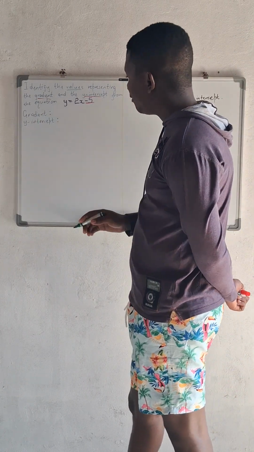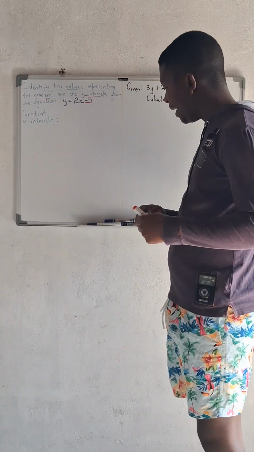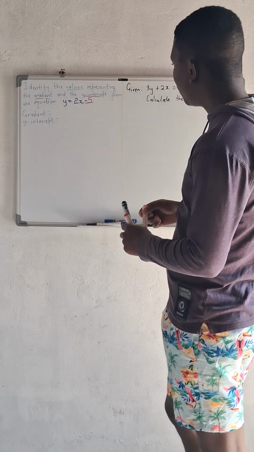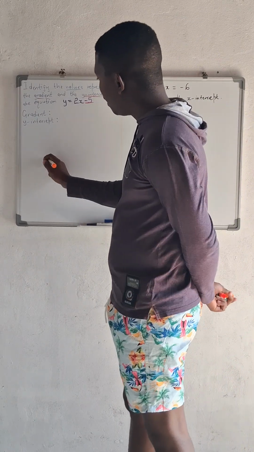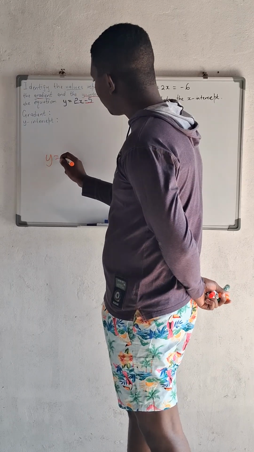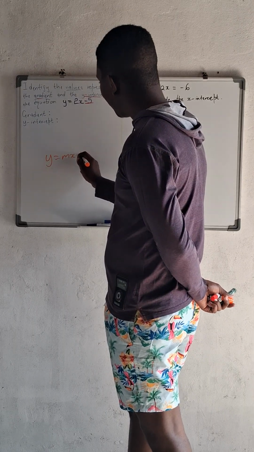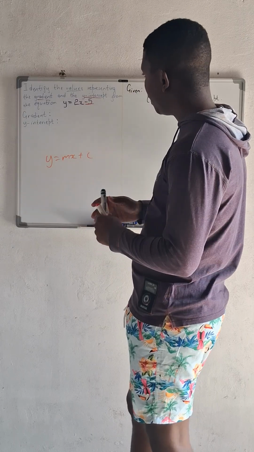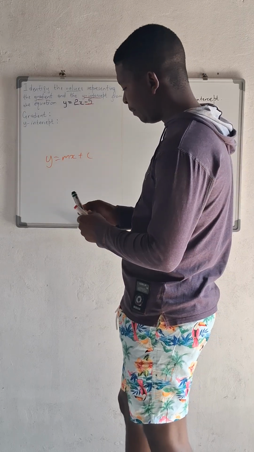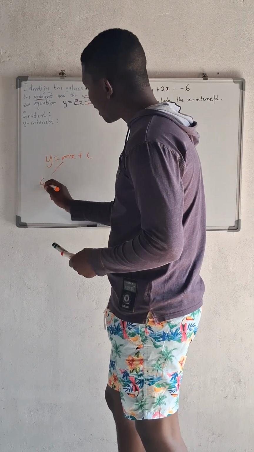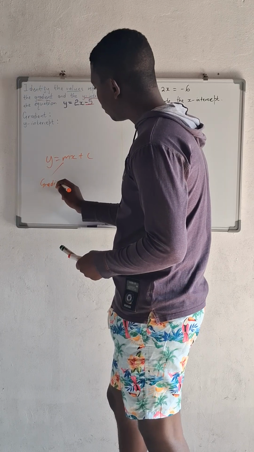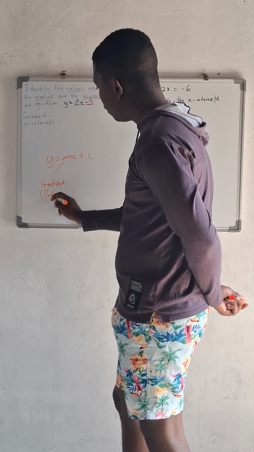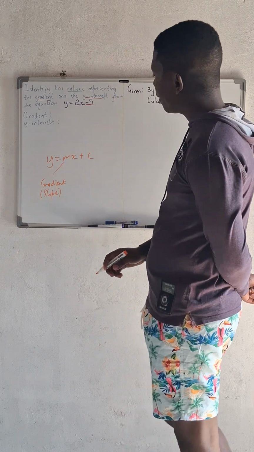The gradient. Now, I'm going to take you back to your roots. Remember, our standard equation is y is equal to mx plus c. This looks like that one, right? Can you see? As you see, m we said is our gradient. This is what you need to know. M represents the gradient. We also call it a slope. It is our slope, right?